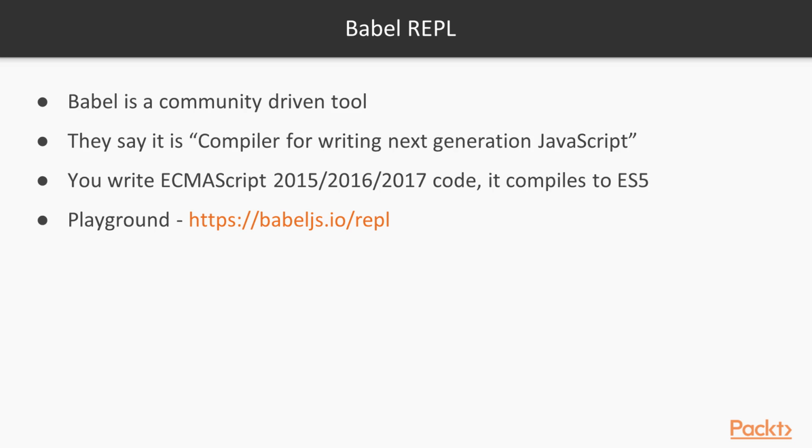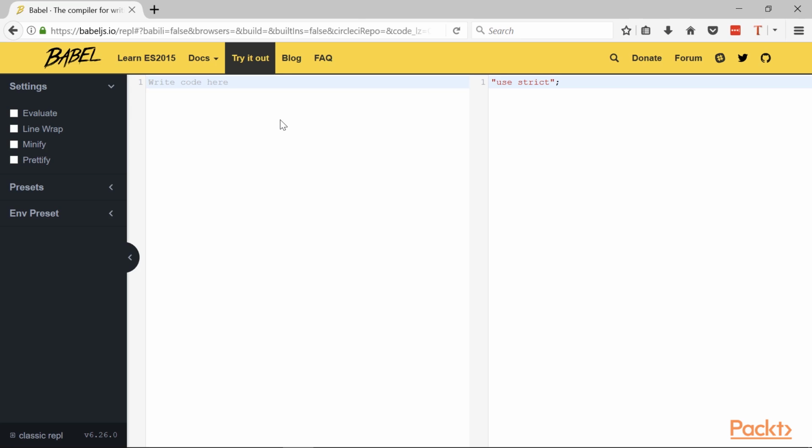Next, let's understand the Babel REPL. Babel is a community-driven tool. They say it is a compiler for writing next generation JavaScript. You write your ECMAScript 2015 or 2016 or 2017 code, and Babel can compile it to ES5. The playground for Babel can be found at https://babeljs.io/REPL.